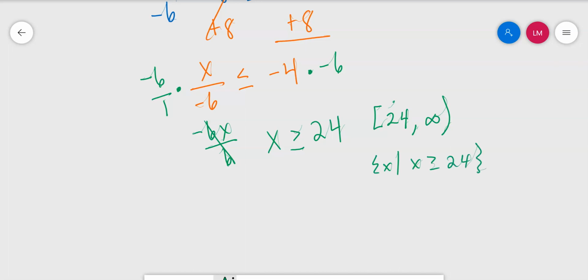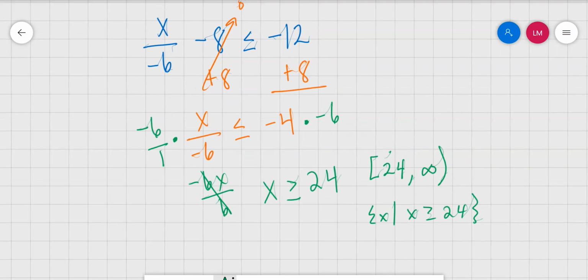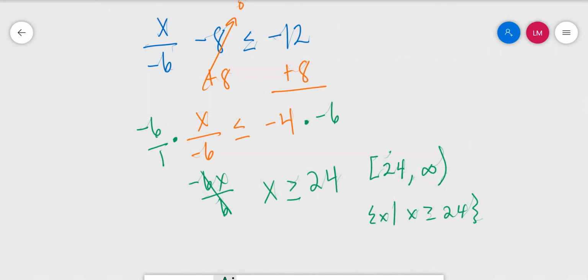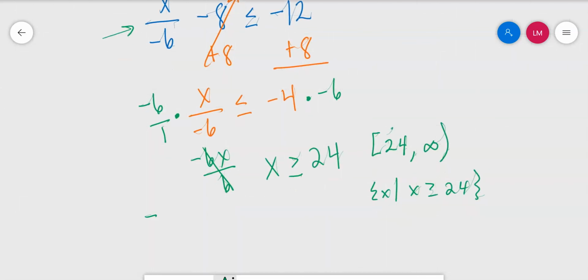And again, can I check myself? Sure, I can. I go back to the original problem. Let's choose something greater than and equal to 24. And guess what I'm going to choose? I'm going to choose 24 because I know that, because in the problem right here, guys, I have that divided by negative 6. 24 is a multiple of 6. So I want a nice whole number, right? So I'm going to go back and I'm going to say 24 divided by negative 6 minus 8, is that less than or equal to negative 12?